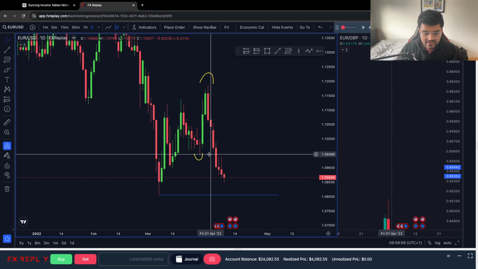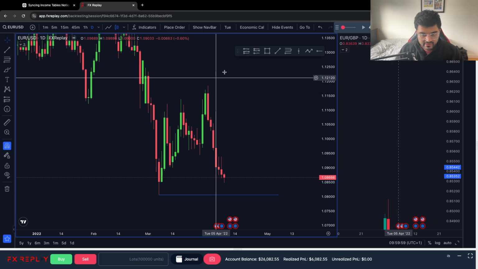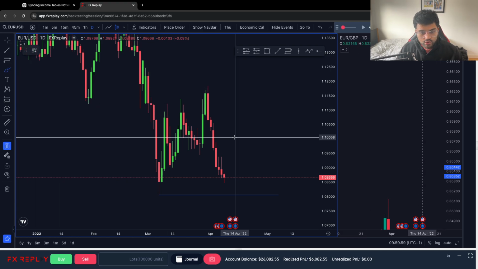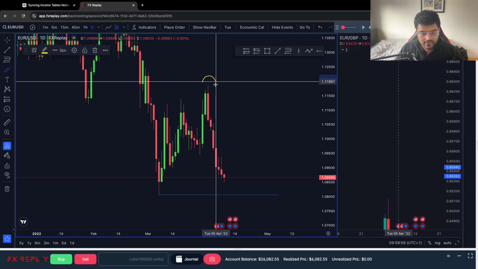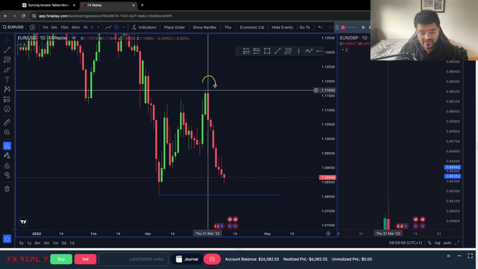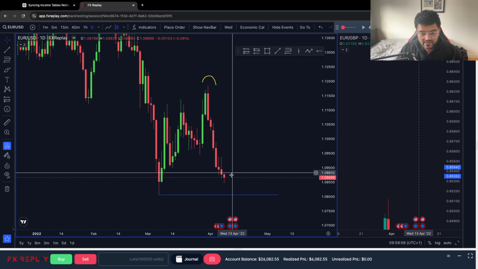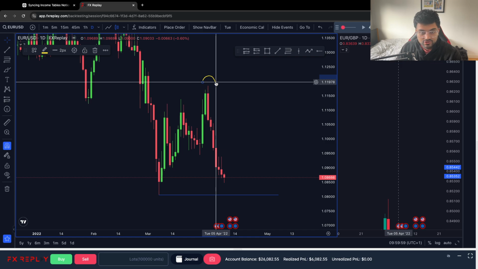Now, you should always have an invalidation point to know when your bias has changed. It's very simple. All you have to do is look for the most recent swing high, which is right there. So I am bearish until basically this area gets broken with a body. If a new swing high forms and that gets broken, then I'm bullish. But right now in this piece of price, this is the most recent swing high.